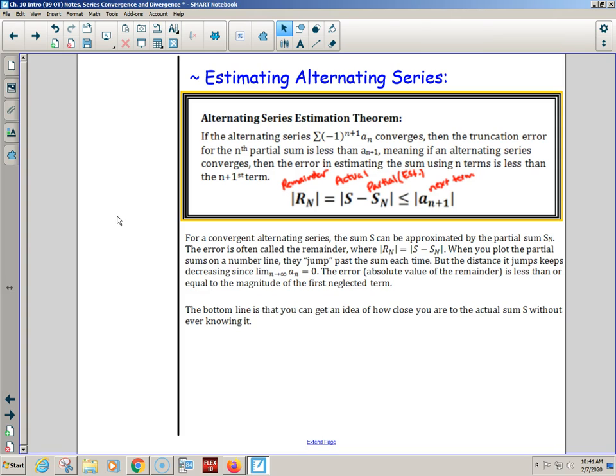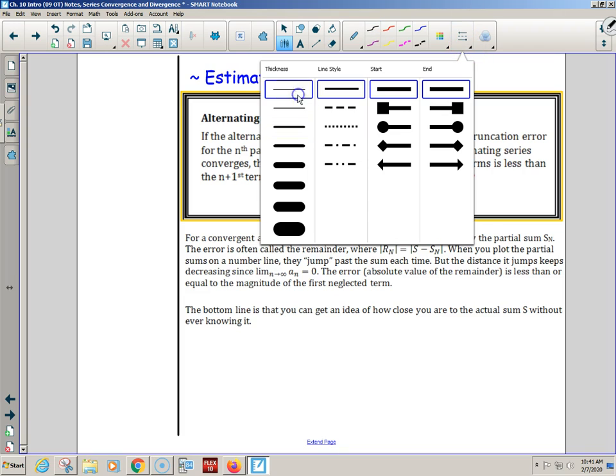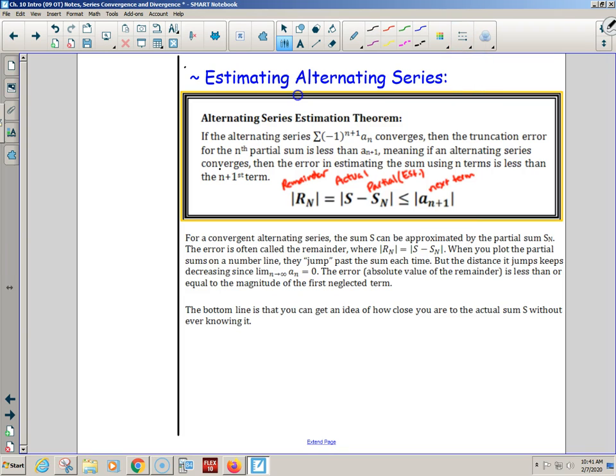Meaning, if an alternating series converges, the error in estimating the sum using n terms is less than the (n plus first) term. Can you guys go ahead and put parentheses around that n plus first? It's very improper the way it's written. N plus first term. Got it.